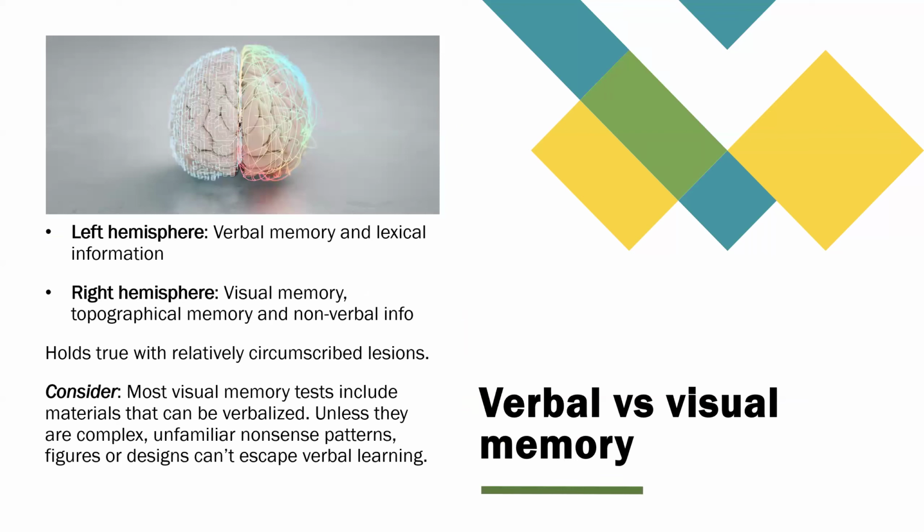And then when we think about verbal and visual memory a little bit more, a lot of times we can split it into two almost, where you could say that the left hemisphere plays a bigger role in verbal memory and with lexical information, whereas the right hemisphere is more involved with visual memory or topographical memory, retrieving some of that nonverbal information. So that construct does hold true when you have a lesion that's relatively circumscribed. So if that lesion is where you expect it to be, it's contained in that specific area.